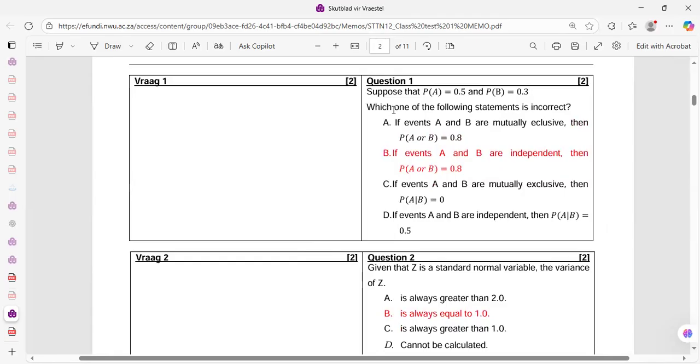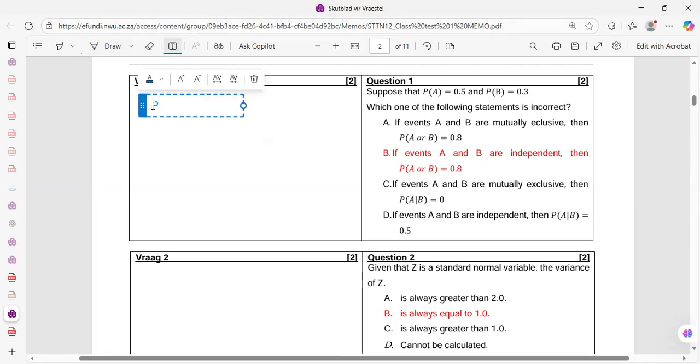Okay, they say now, suppose that the probability of A is 0,5, the probability of B is 0,3. Which one of the following statements is incorrect? If events A and B are mutually exclusive, then A or B is equal to 0,8. If events A and B are mutually exclusive, then A or B is equal to 0,8. So this one, you want to say the formula. Let me write it here.